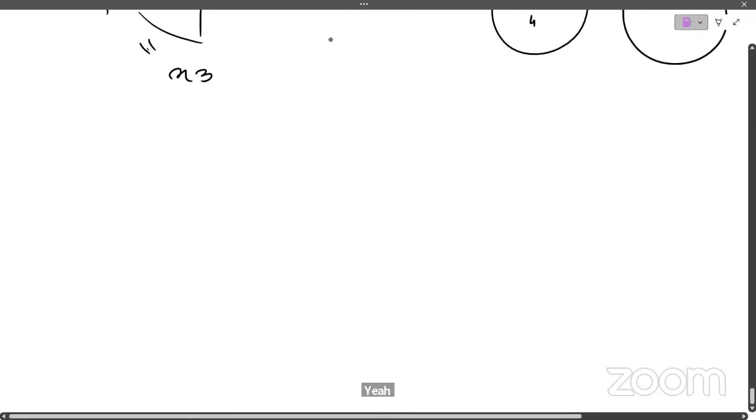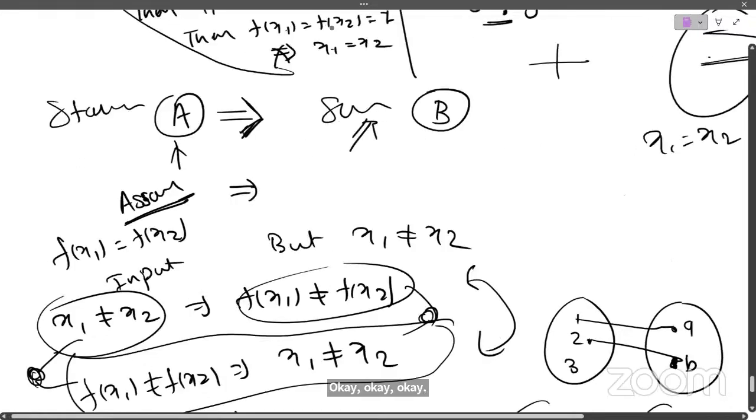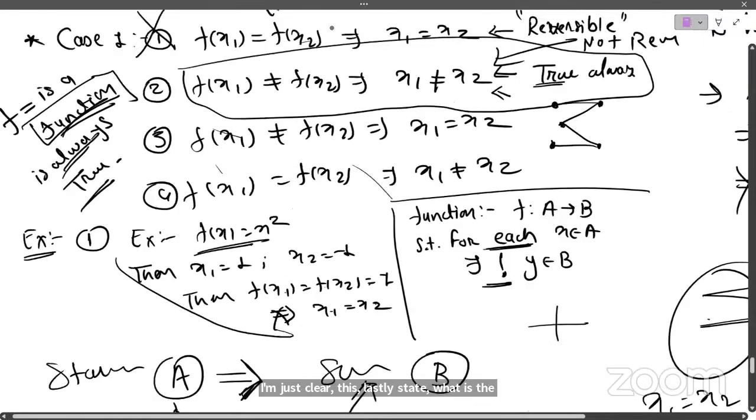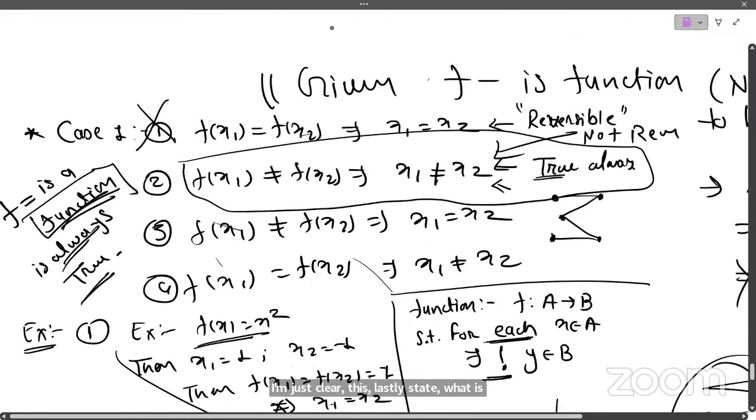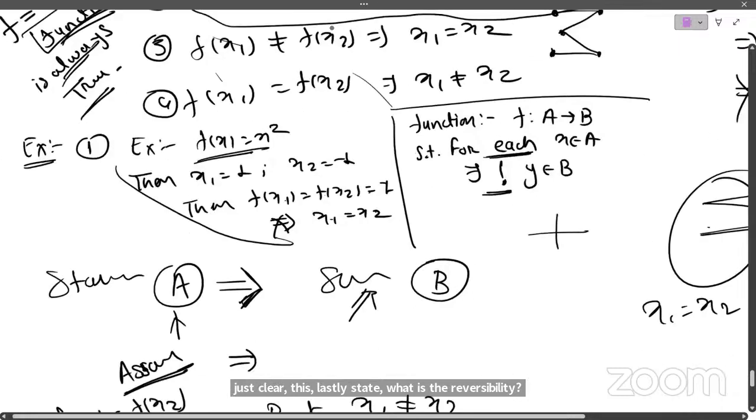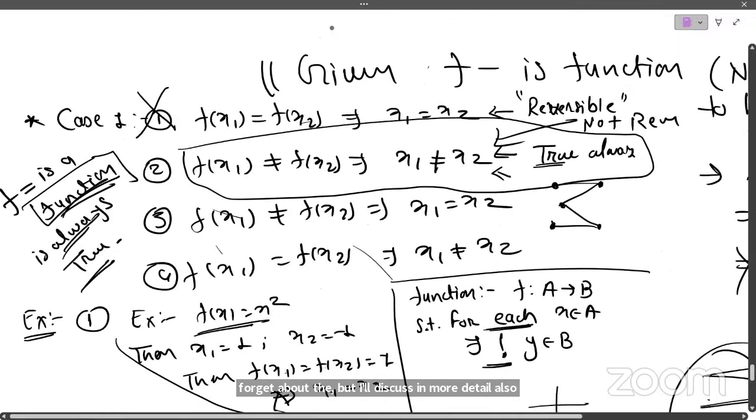Okay, so we are running out of time. Just state clearly what reversibility is. Just forget about the above question, but I will discuss it in more detail also. No, that counter example was quite valid. Very enlightening, very important too.